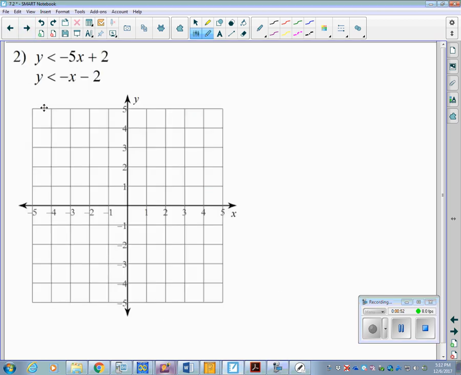So first, I'm going to start off by graphing the first inequality, y less than negative 5x plus 2. I see that there's no equal sign here, so that lets me know that it's dashed. So I'm going to use a dashed line.